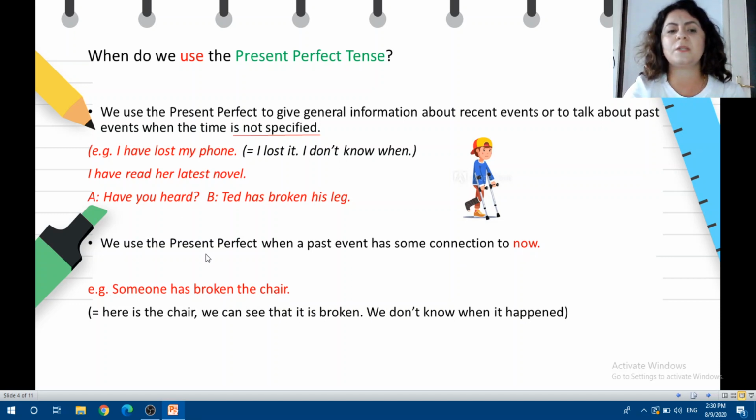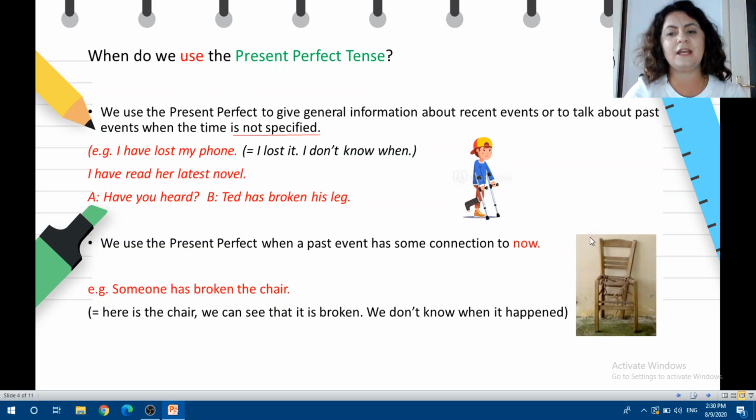Or we use the present perfect when a past event has some connection to now. Let's look at this chair. We can say that someone has broken the chair. Here is the chair. We can see it, but we don't know when it happened.